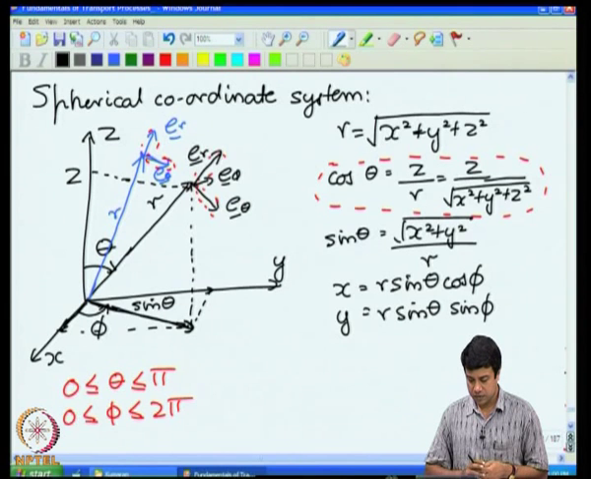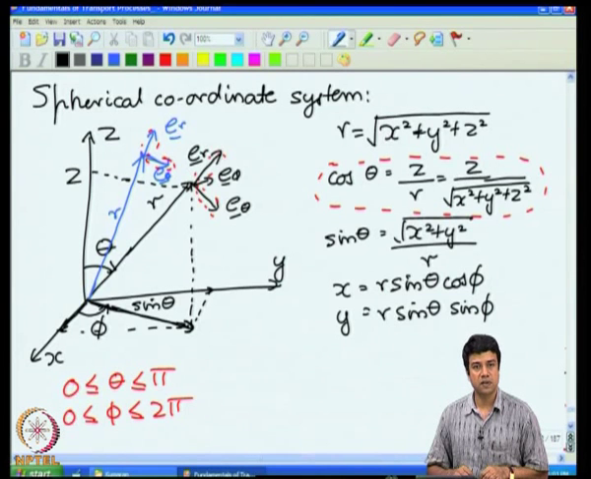As I told you, cos theta is given by z by r, where r is square root of x square plus y square plus z square. So, the value that cos theta can have varies between -1 and +1. It is +1 if the point is along the positive z axis, and -1 if it is along the negative z axis. So, cos theta varies from 1 to -1, which means that theta varies from 0 to pi. Theta is the azimuthal angle.